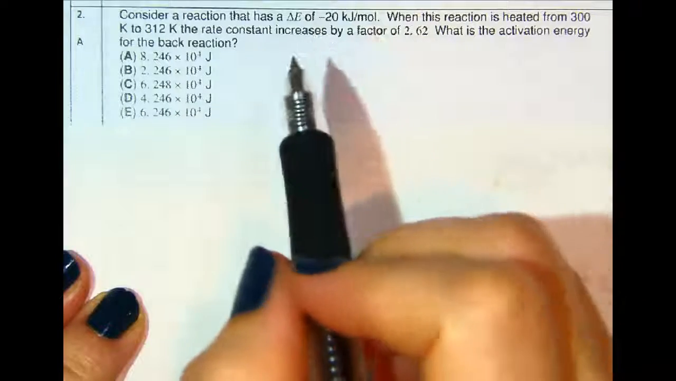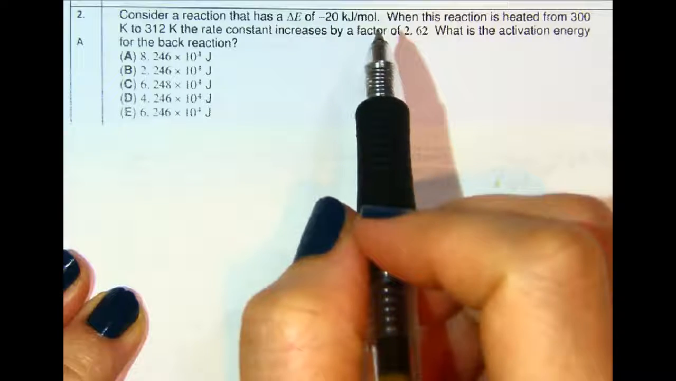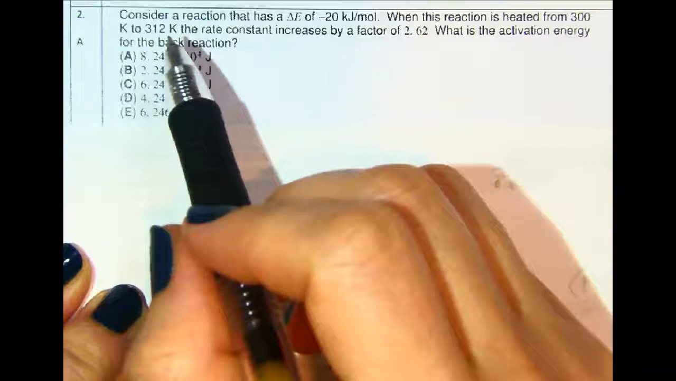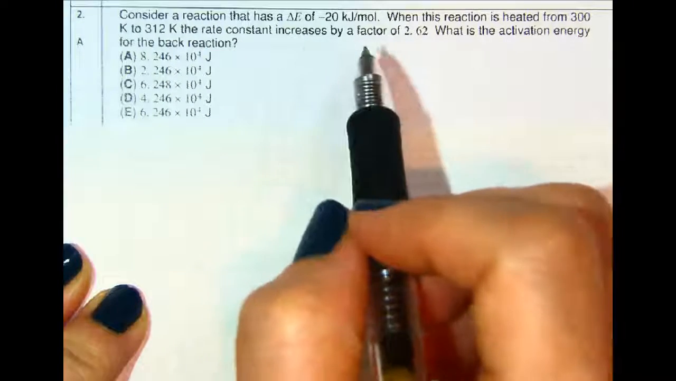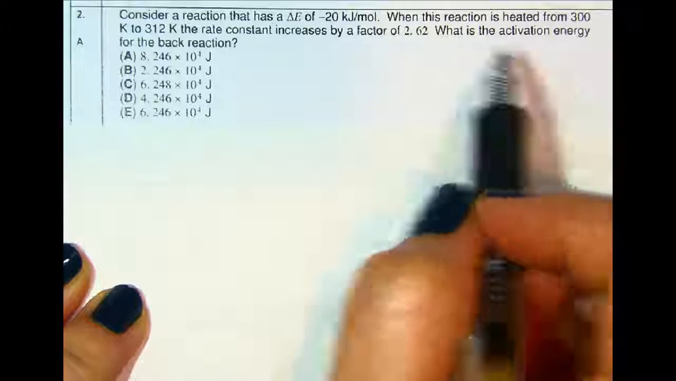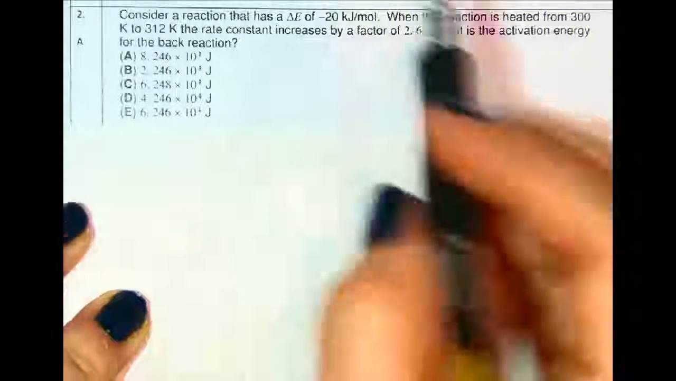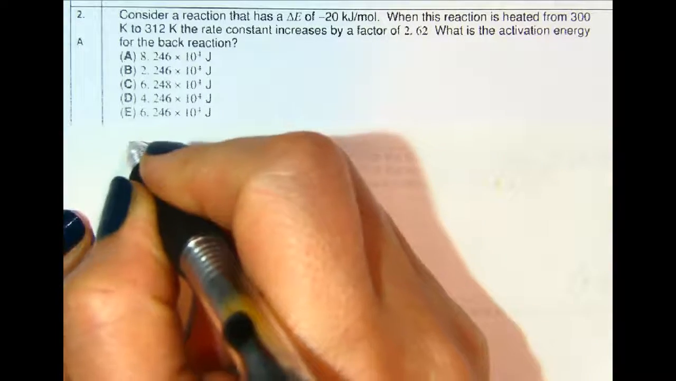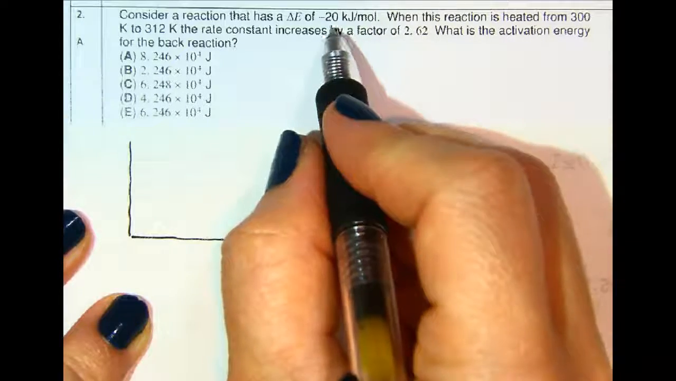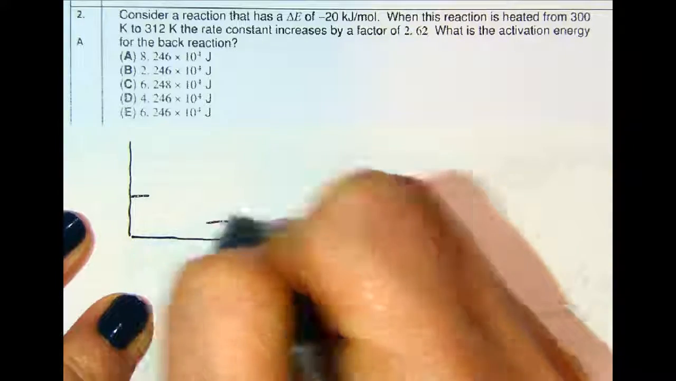Number 2, consider a reaction that has a delta E of negative 20 kilojoules per mole. When this reaction is heated from 300 Kelvin to 312 Kelvin, the rate constant increases by a factor of 2.62. What is the activation energy for the back reaction? So first of all, let's sketch out what our graph looks like. Because it's a negative 20, that means it's exothermic. So that means that the reactants have a bit more energy than the products.